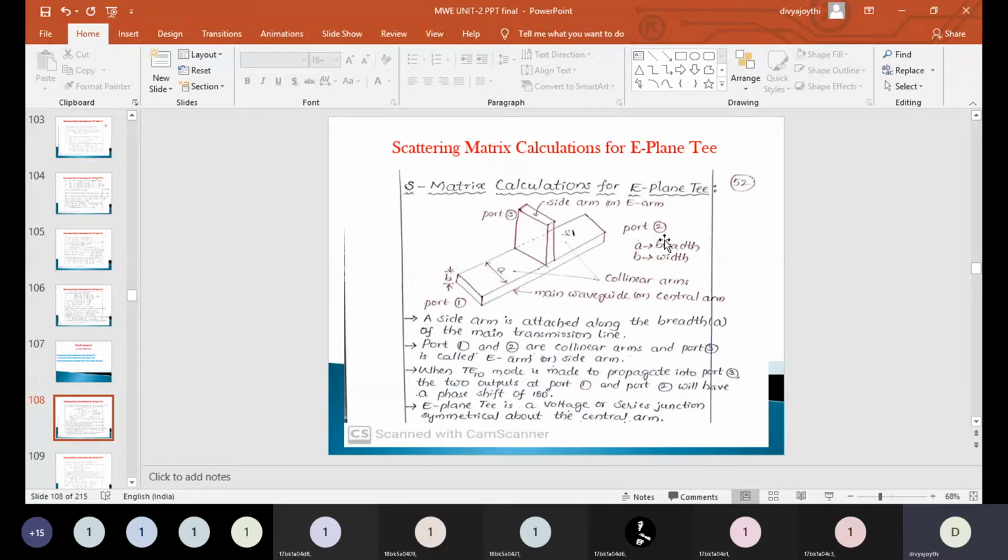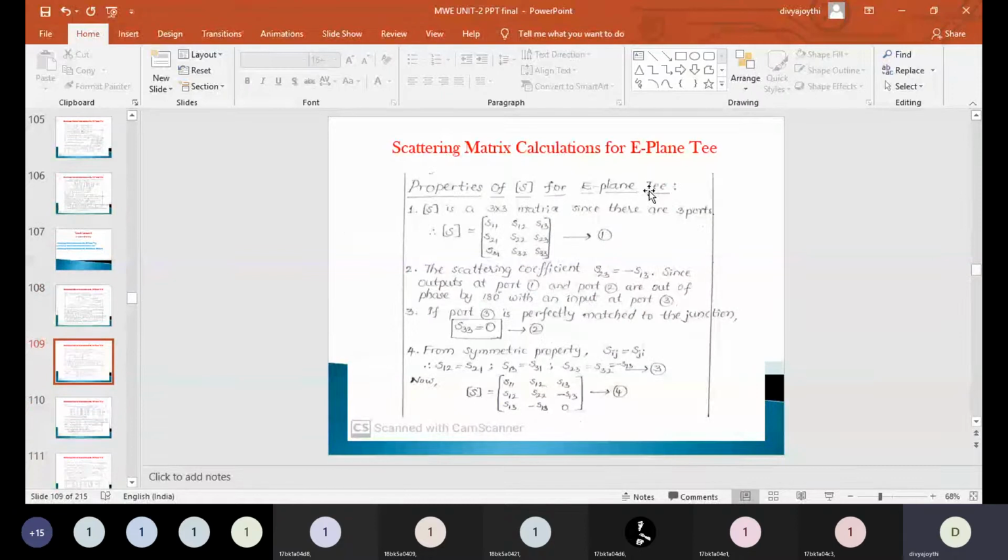Another difference is that H plane T acts as a current junction, whereas E plane T acts as a voltage junction. Similarly, port 3 acts like a side arm. That side arm is nothing but the H arm in the H plane T, and in the E plane T, the side arm is named the E arm. And now we are moving directly on to the properties of the scattering matrix for E plane.